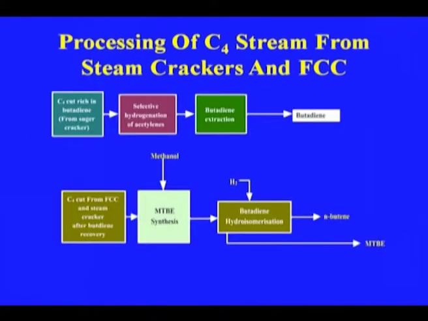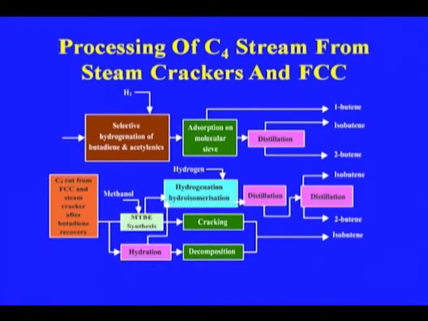Similarly, this is the process which I discussed about the butadiene, that is selective hydrogenation of the acetylene, butadiene extraction, and then the butadiene. Then the C4 cut of the FCC and steam cracker will go to the MTBE synthesis, butadiene hydroisomerization, which may be present, and butene will be getting, and then the MTBE rich stream will be getting. Similarly, this is another stream which I was telling, it may be cracking or it may be the decomposition after the MTBE synthesis or the hydration, then you can get the isobutene of the polymer grade.